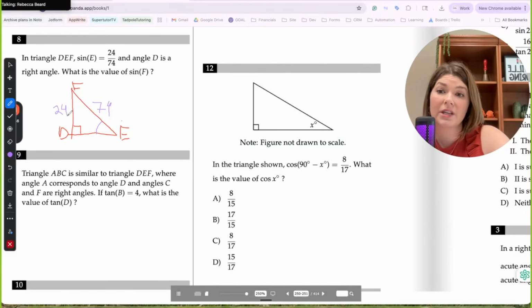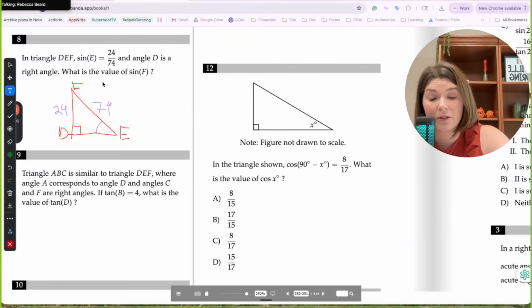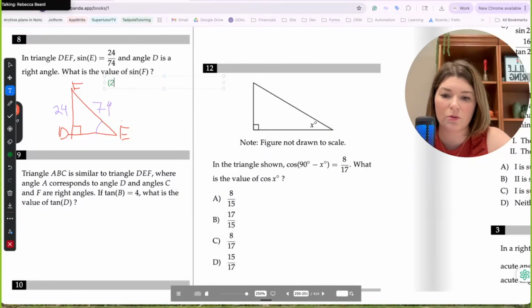And now, of course, it's asking, what is the sine of F? So you have part of it, because you have that hypotenuse. But the problem is with sine of F, we need this missing side. But the thing is, y'all know this is Pythagorean theorem. You got this. So what you have to do is your a squared plus b squared equals c squared. So you just go 24.